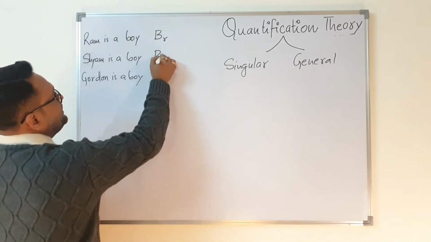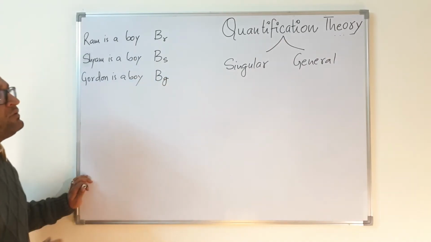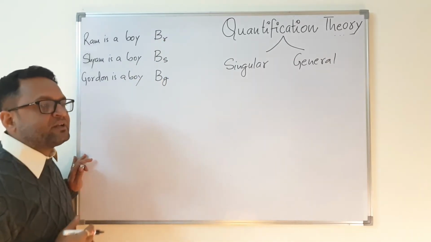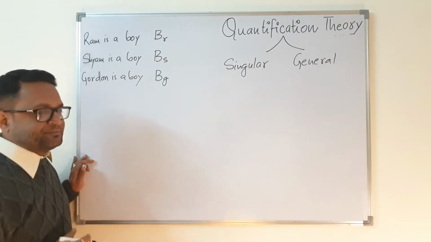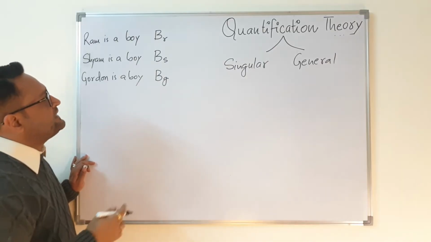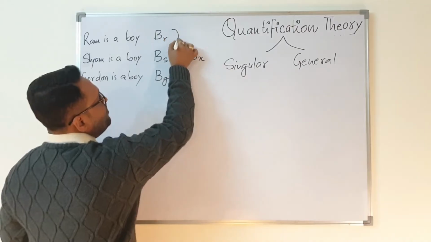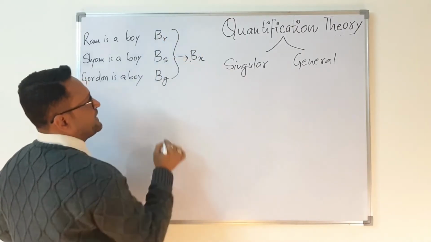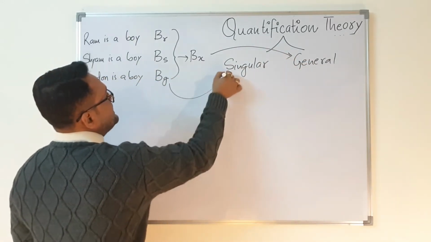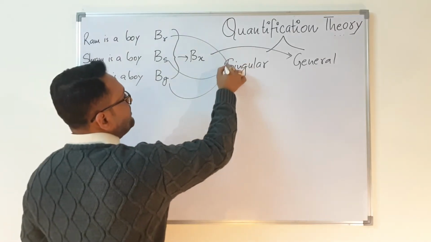So here it will be BS, and here it will be BG, right? So these are basically the singular terms or the singular propositions, and the symbolizations are like this. Now suppose I have to say X is a boy, or someone is a boy. In that case the symbolization will be BX, right? So this is a more general kind of symbolization, and this goes to the general type. However, this or this or this go to the singular type of proposition.